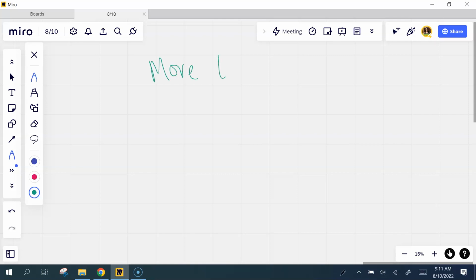More limits. Really just examples on how we're going to work with limits and trig functions.